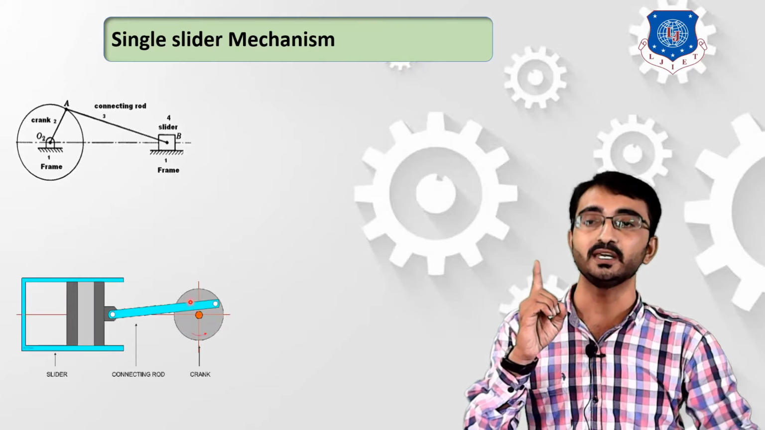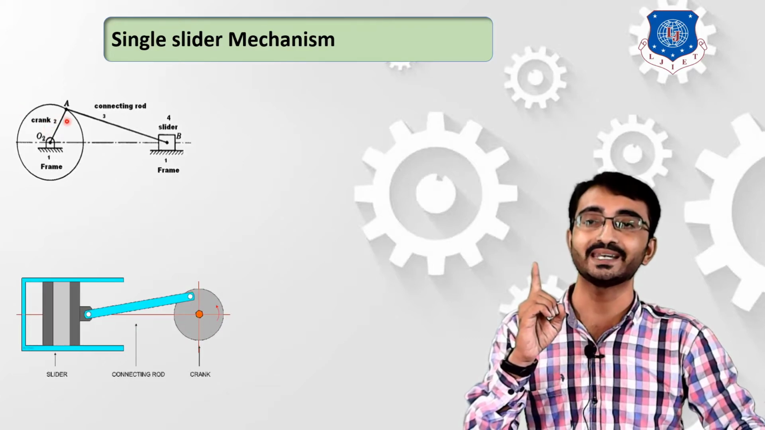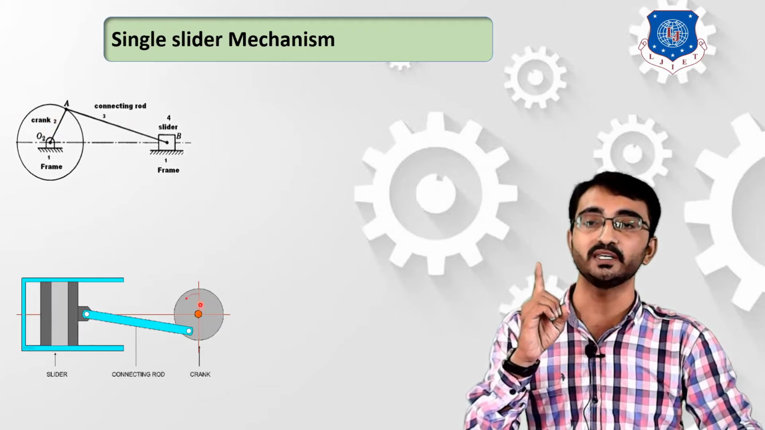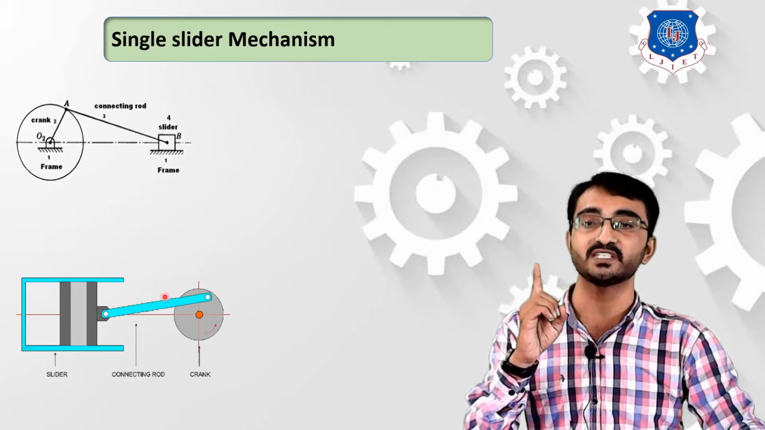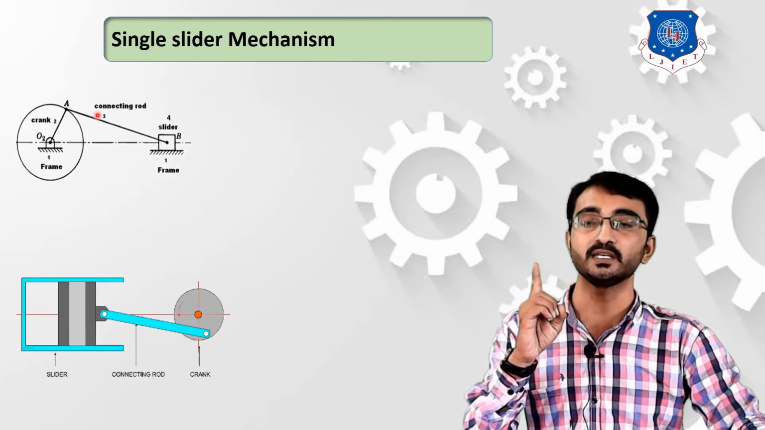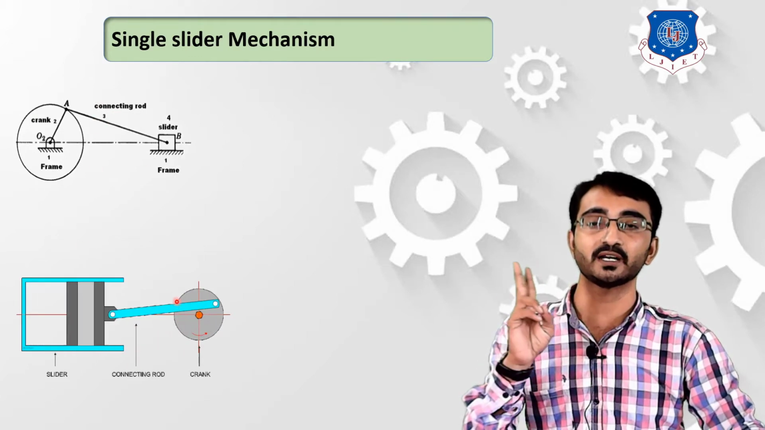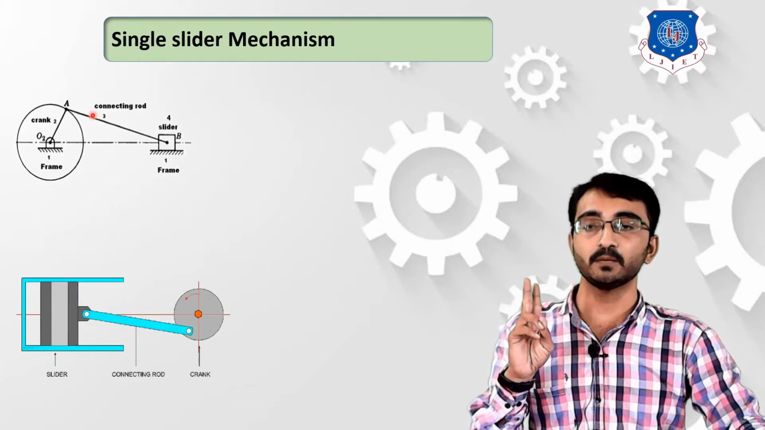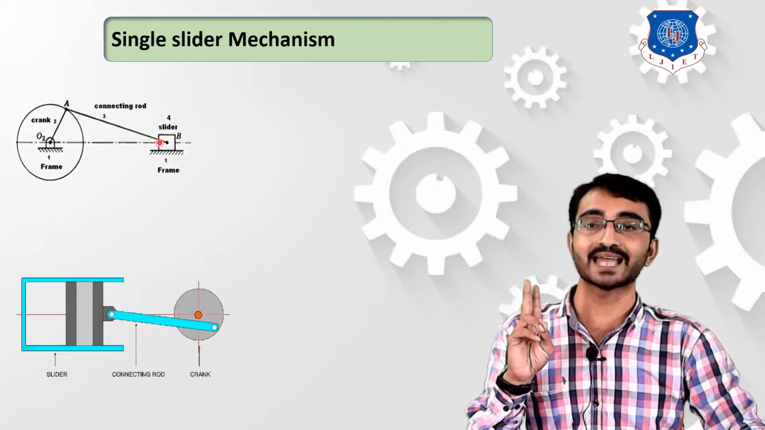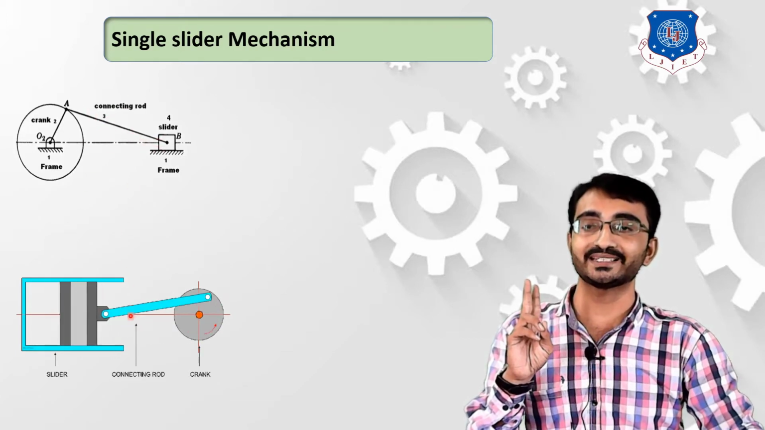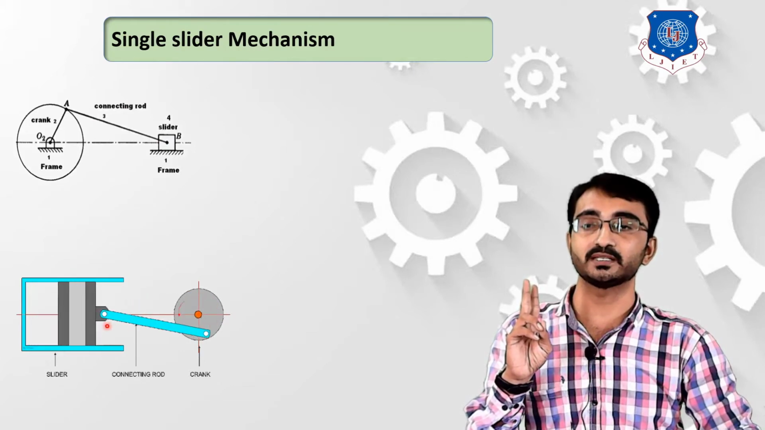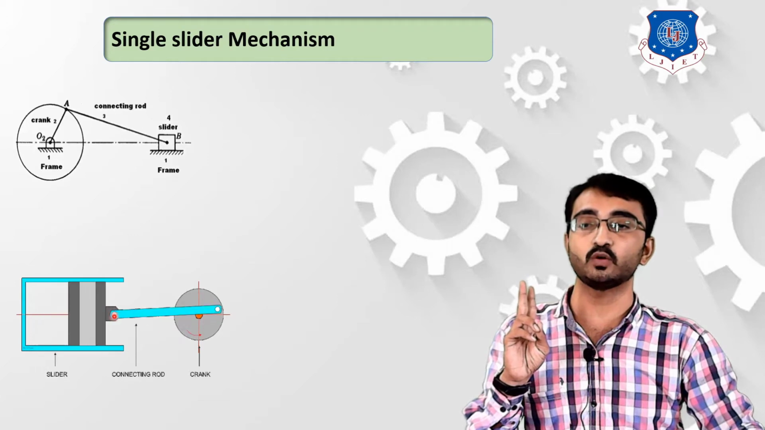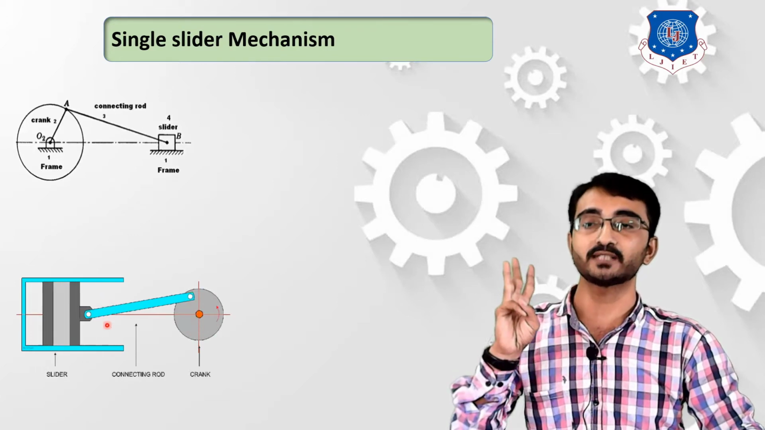Similarly, link number 2 is connected with the connecting rod. Here this rotating component is connected with this component which is oscillating. This one is link number 3, and this will form another turning pair. Now this link number 3 is connected with your slider, here the piston. This piston and this link also form one turning pair, so that is your third turning pair.